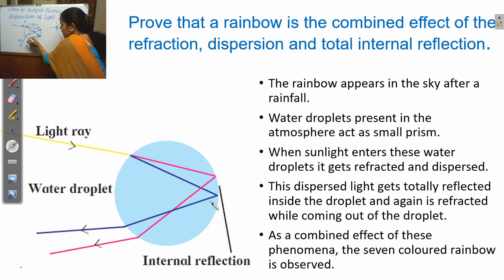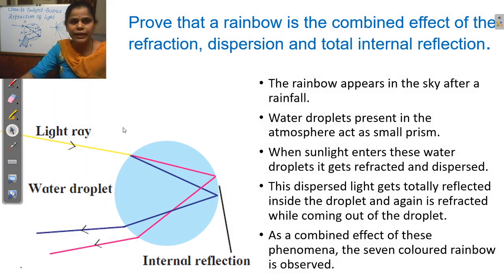Again here, when light rays come outside from the droplet, that means from the water medium to the air medium, then the light ray goes away from the normal, and this light ray goes outside of this droplet. And we can see here, this is the ray of red color, and this is the violet color, and in between there are 5 more colors. Understand? So in this way we can see the 7 colored rainbow: red, orange, yellow, green, blue, indigo and violet. Understood, students?